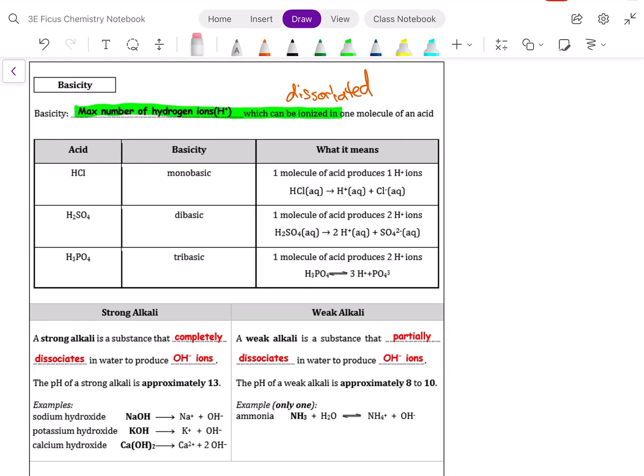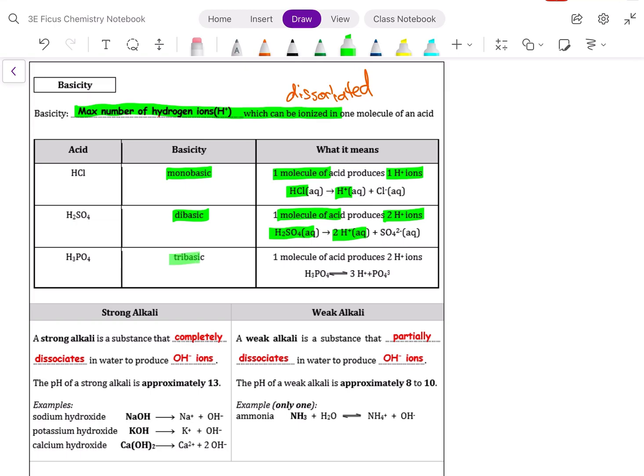Let's look at the strong acid examples. HCl is what we call monobasic. Mono means one, so one molecule of acid produces one H plus. We also have the dibasic H2SO4. One molecule produces two H plus, so H2SO4 gives you two H plus. That's the meaning of dibasic: one molecule of acid dissociates to produce two H plus.